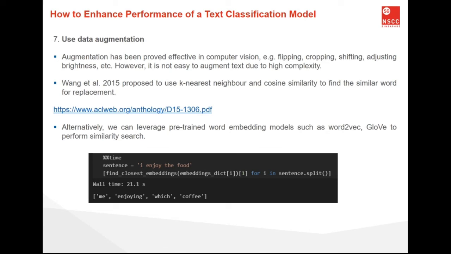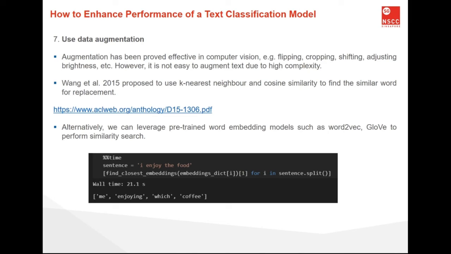For deep learning models, the amount of training data directly determines the final model performance. However, it is very expensive to annotate a large amount of training data. Data augmentation techniques are used to generate additional synthetic data using the data you already have. Data augmentation has been proven effective in computer vision, such as flipping, cropping, shifting, adjusting brightness, etc.